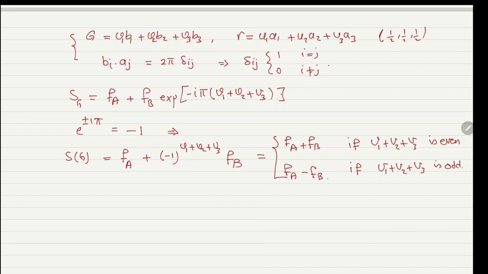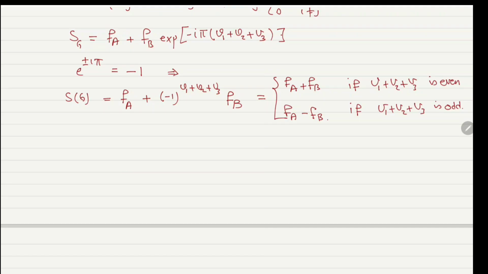Notice that the intensities of the diffracted waves are proportional to S_G squared. Therefore, it is expected to see diffraction spots with two different intensities, in the ratio of (f_A plus f_B) squared to (f_A minus f_B) squared, crucially depending on the values of v1, v2, v3.